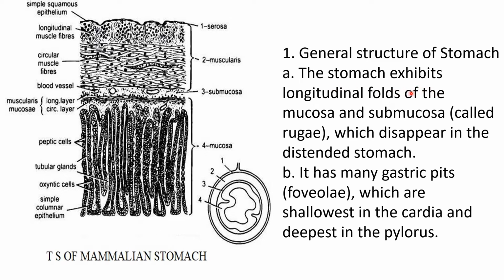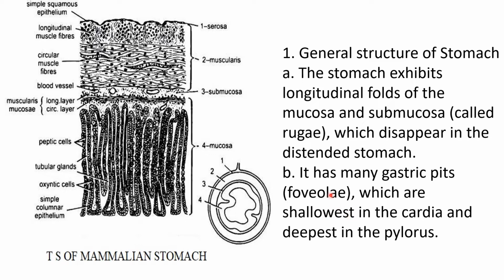And the stomach exhibits the longitudinal folds of the mucosa and submucosa. You can see here there are many longitudinal folds which almost look like the villi of the intestine, and these are called rugae. The rugae will disappear in the distended stomach. That means when you consume the food, the rugae will disappear. This is the special feature of the folds of the stomach.